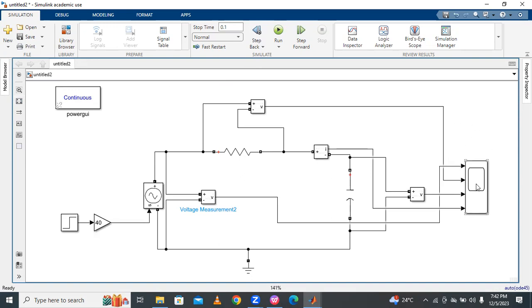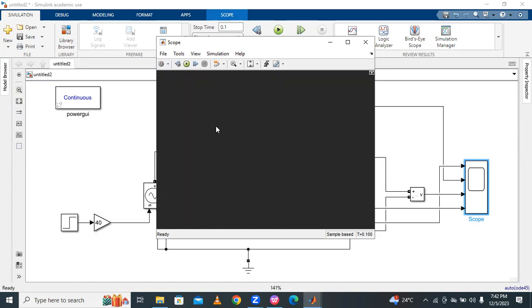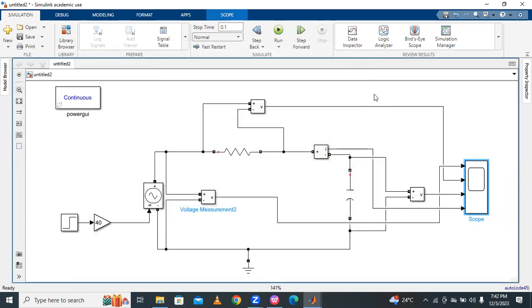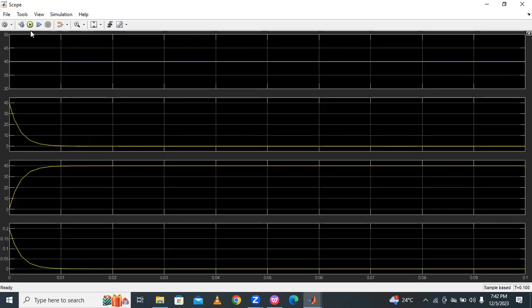Then go to the scope, open the scope, and change how many ports here? 4. Change the layout to 4 ports. The first one is input, the second one is the voltage across the resistor, the third one is the voltage across the capacitor, and the final one is the current, 200 milliamps. Then open this scope and maximize.